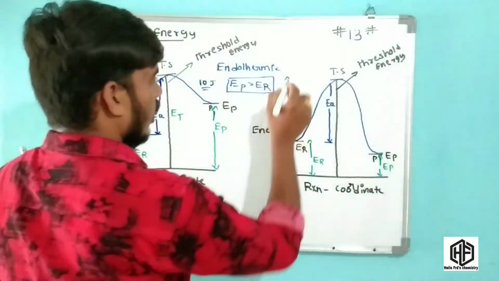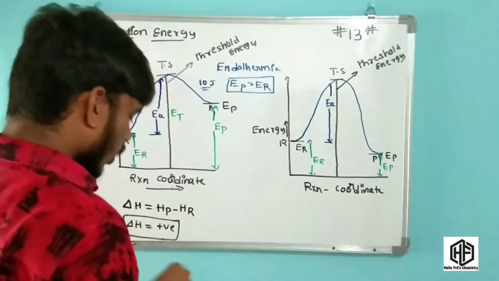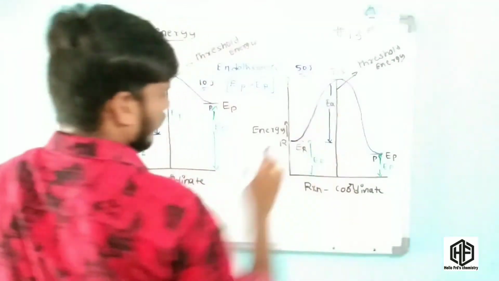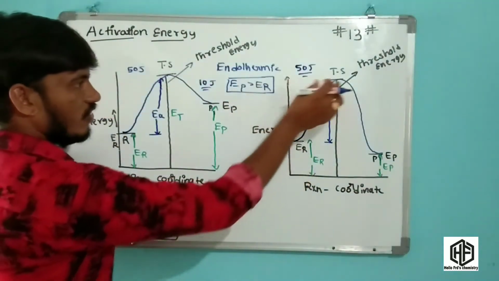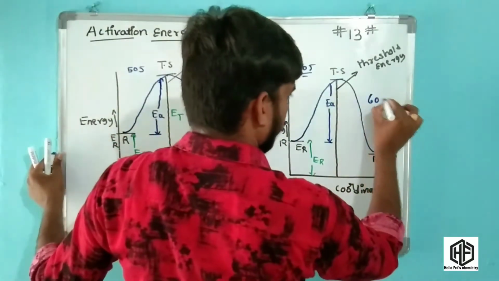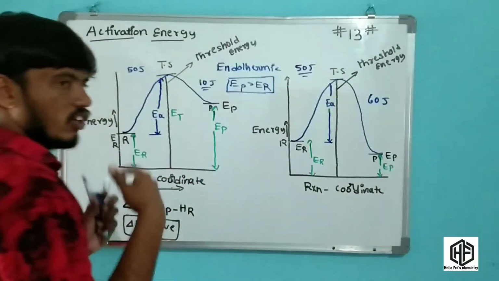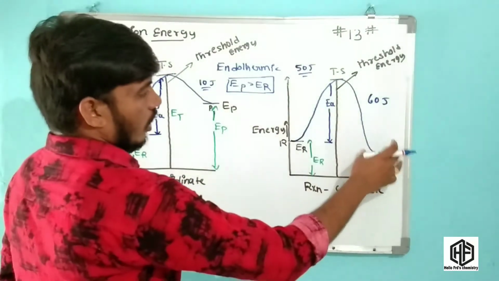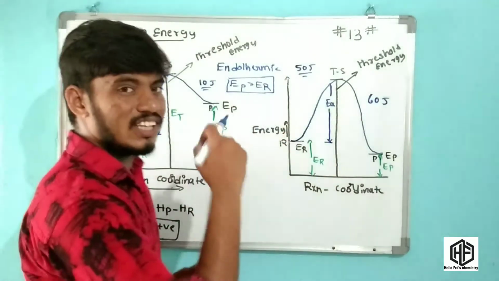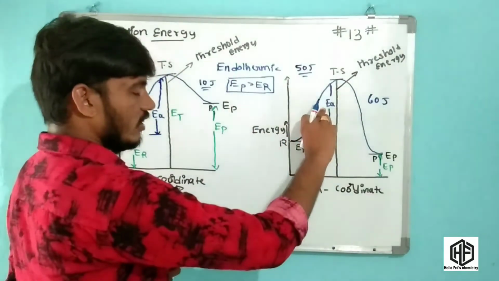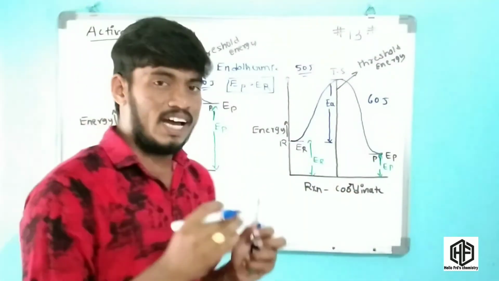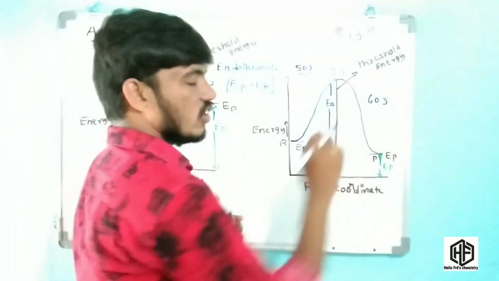For example, 50 joules of activation energy is gained by the reactants. After crossing the transition state, this is releasing 60 joules of energy. Okay, friends, this 60 joules of energy is released after getting the product. It means the remaining 10 joules is released, beyond the gain of activation energy.